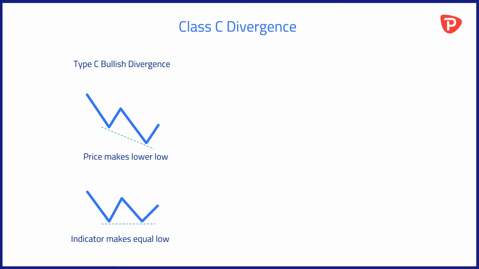Class C bearish divergence occurs when price makes a higher peak and the indicator fails to follow, making an equal peak in the same area.